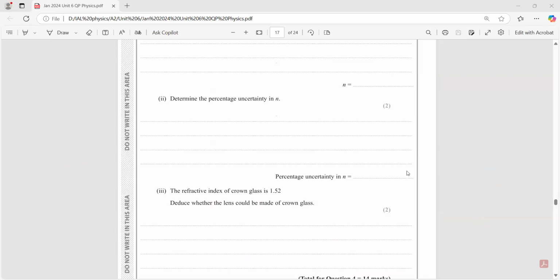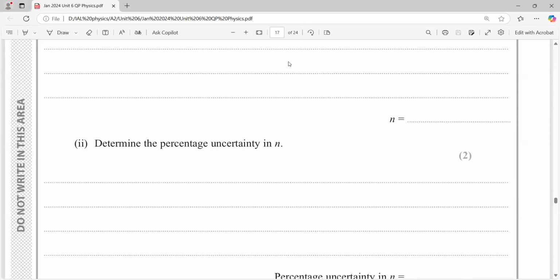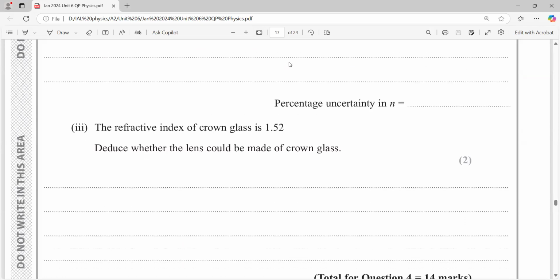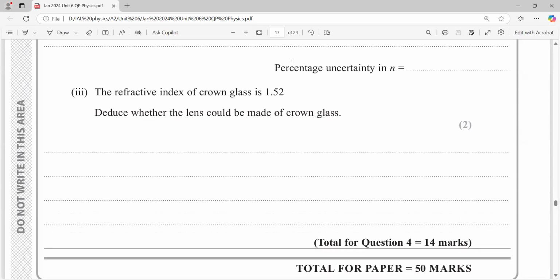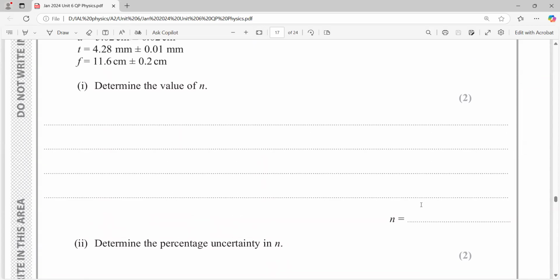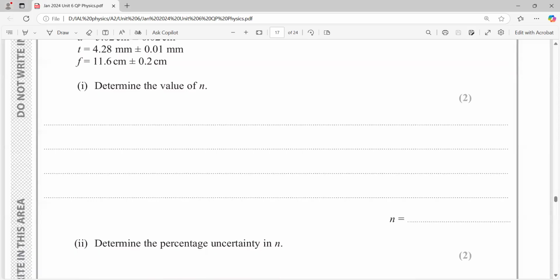The next is, refractive index is 1.52. Determine the percentage uncertainty. We did deduce whether a lens could be made of crown glass. The refractive index of crown glass is this. And so what we do, we get the value of n. We can take any value. It will be an exact number. This value is 1.63. Okay. This is 1.63.